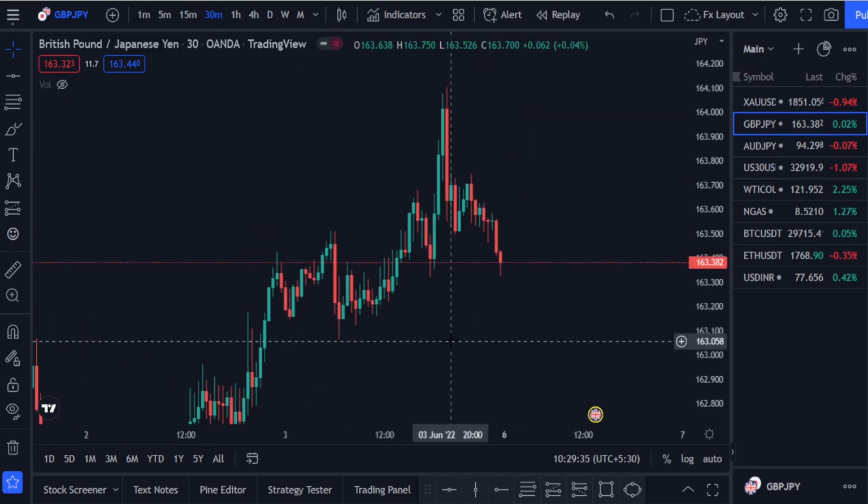So that's it, guys. This was the analysis on the GBPJPY from the monthly to the 30-minute time frame.